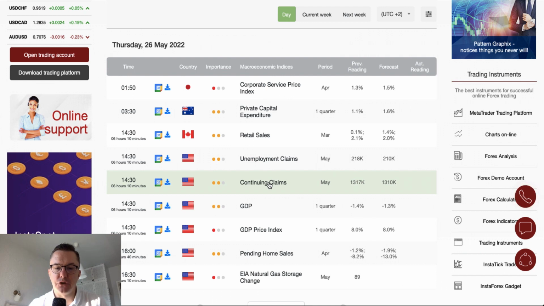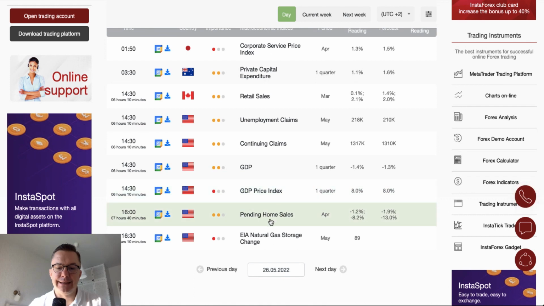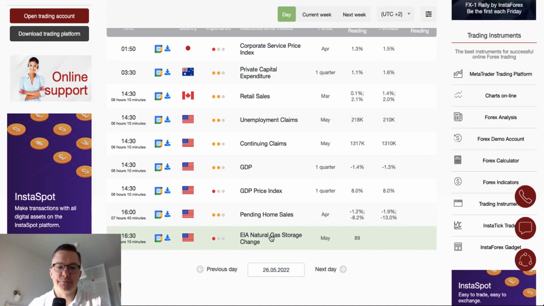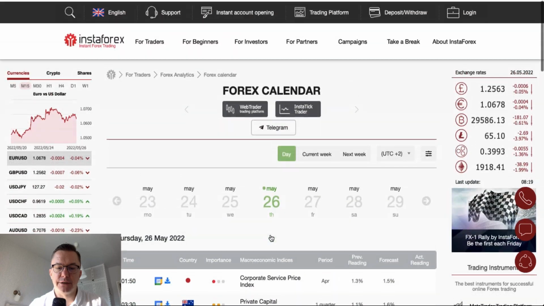Those data are from the US, and those data are of course from the labor market. GDP and GDP price index, so the gross domestic product of the United States, it's scheduled for release at 2:30 as well. And at the end of the day, we got pending home sales at 4 p.m. and natural gas storage change at 4:30. So some data are present during the New York session. Maybe some of them will be market movers.